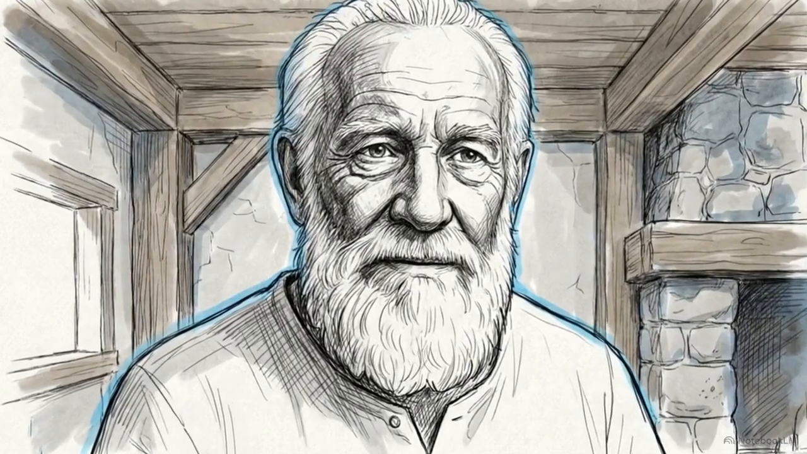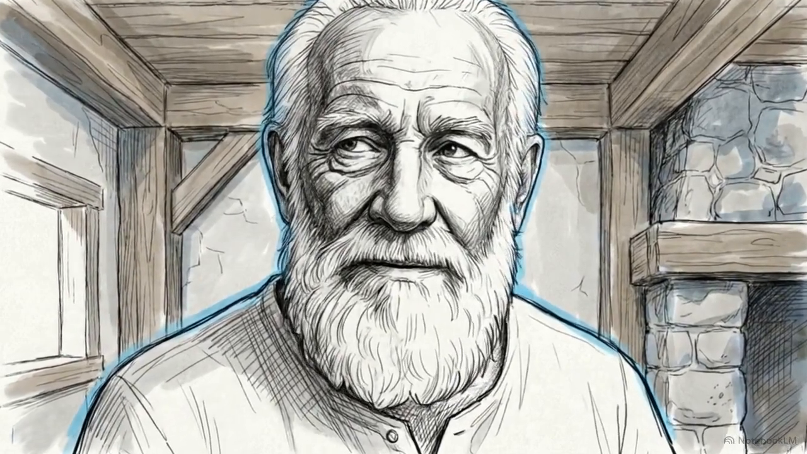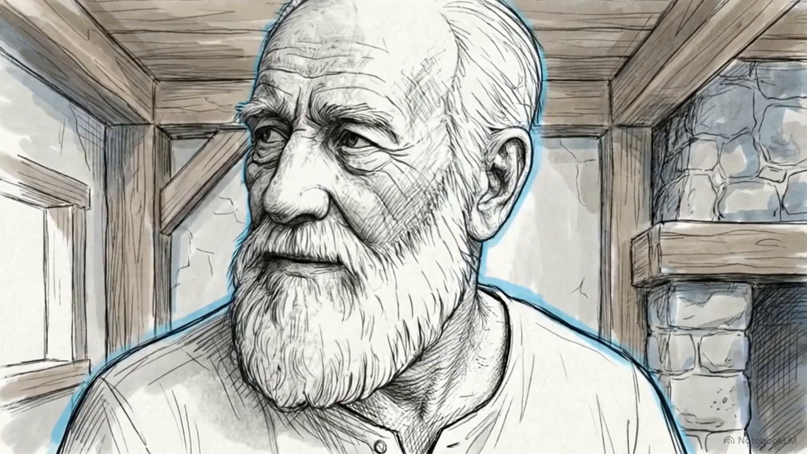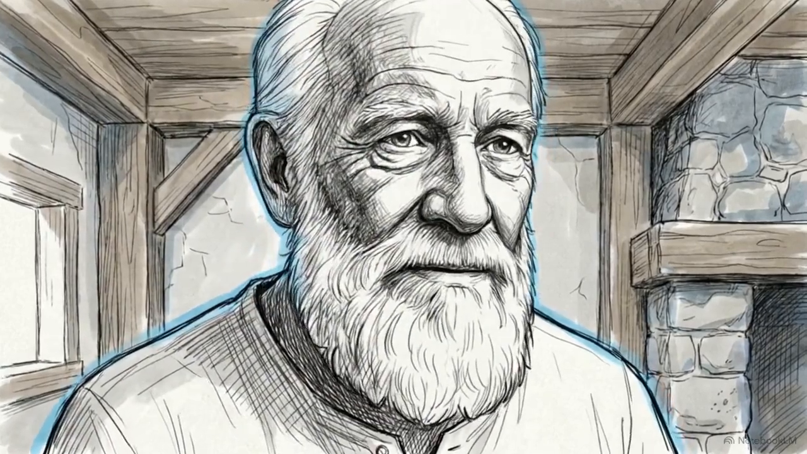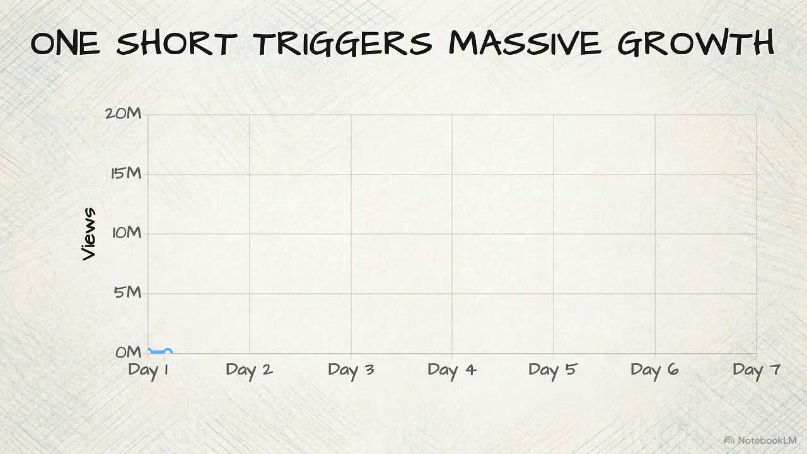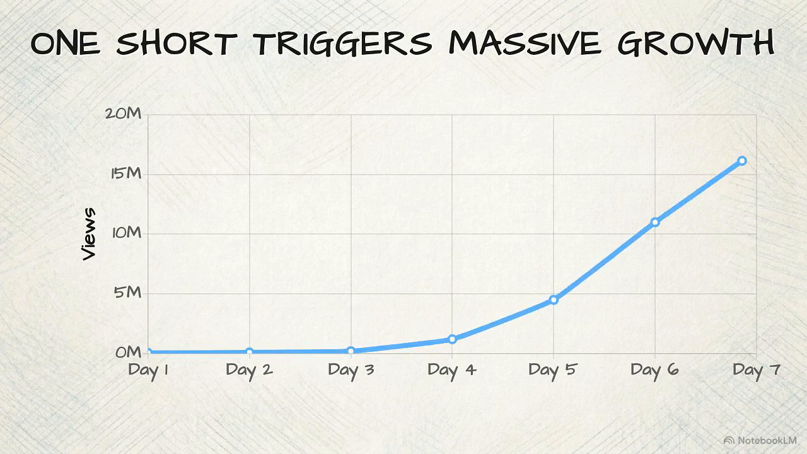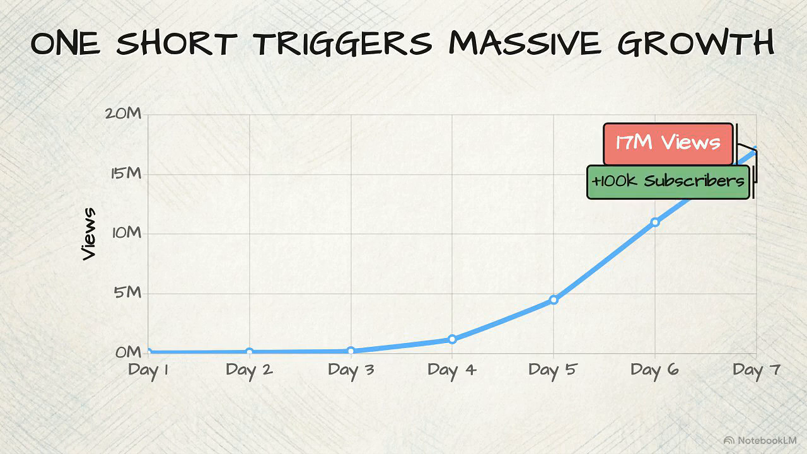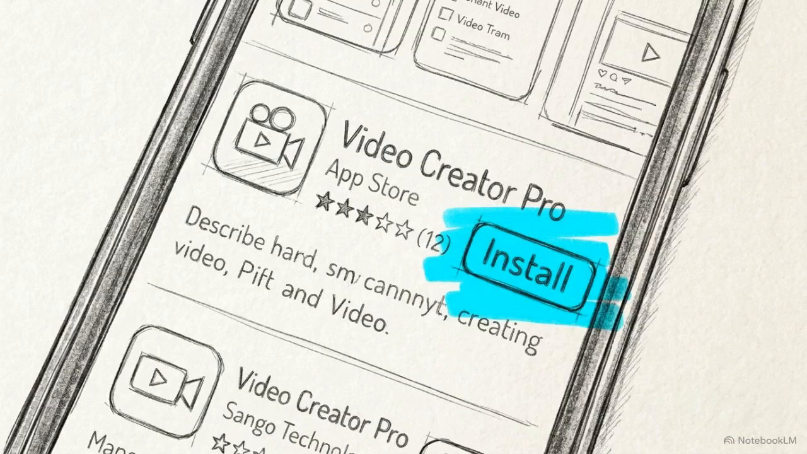Look at this character. We're seeing a lot of these wise, elderly figures starring in short stories online right now, and the visuals look incredible. Channels using this exact aesthetic are pulling massive numbers. Some are hitting 17 million views on a single short, gaining over 100,000 subscribers and earning ad revenue through full monetization. I'm going to show you how to build this exact style of video from scratch.